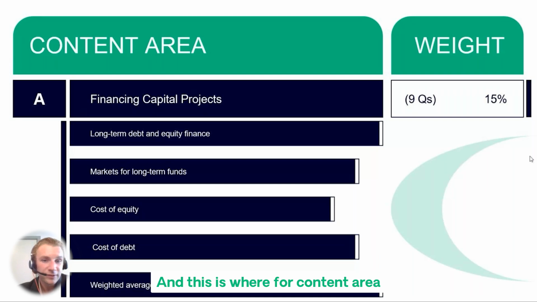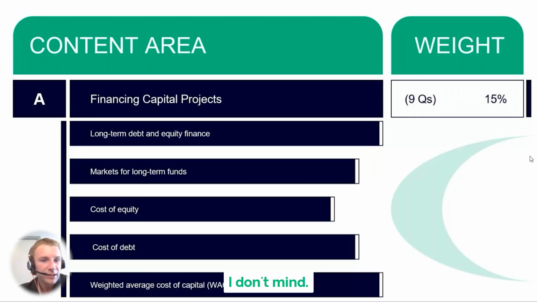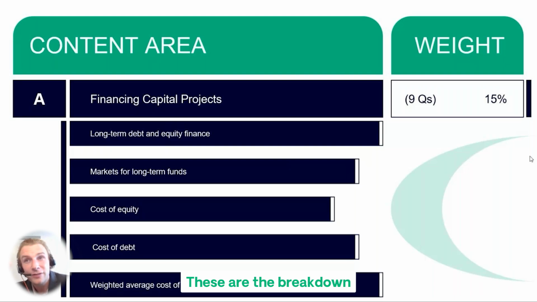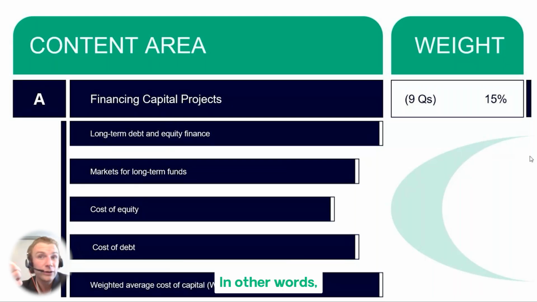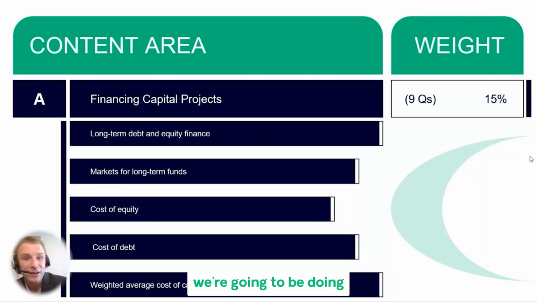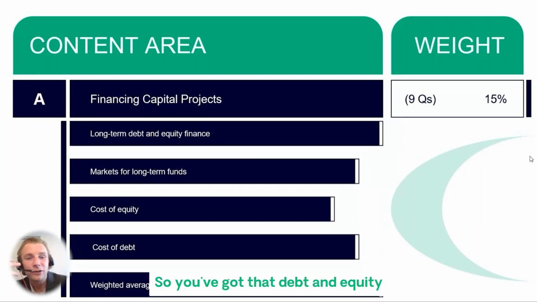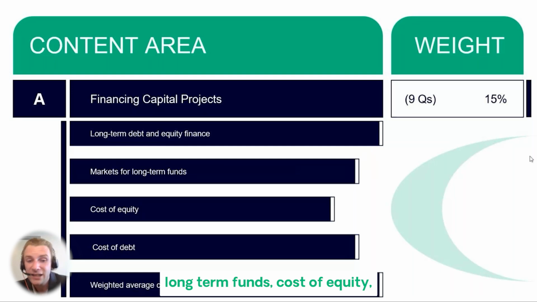And this is where for content area A, again, if you want to note it down, take a screenshot, photo, I don't mind. These are the breakdown of different areas that could come up in financing capital projects. In other words, how are we going to get the money to pay for whatever we're going to be doing in terms of this project? So you've got that debt and equity finance we talked about at the start in terms of the calculations, long-term funds, cost of equity, cost of debt, and the weighted average cost of capital on there.